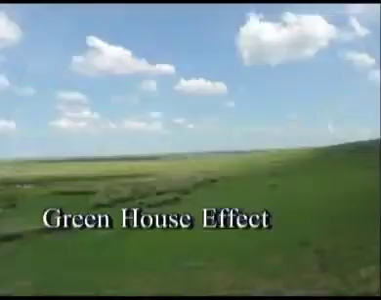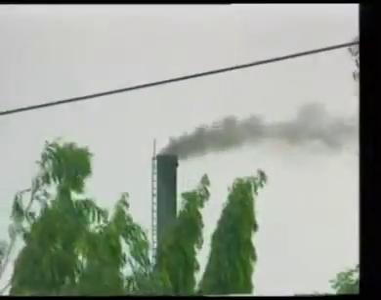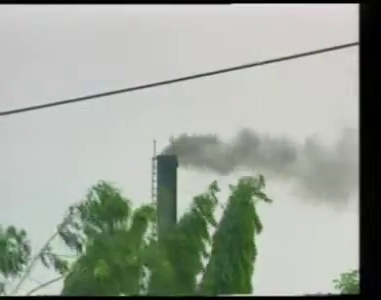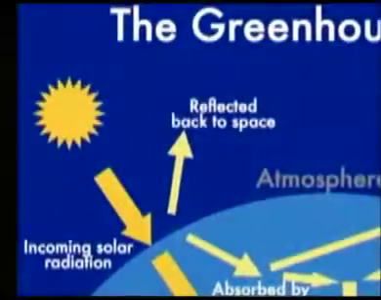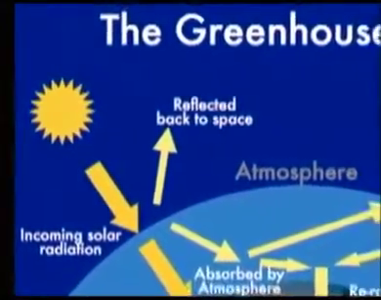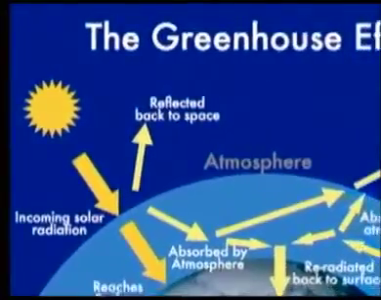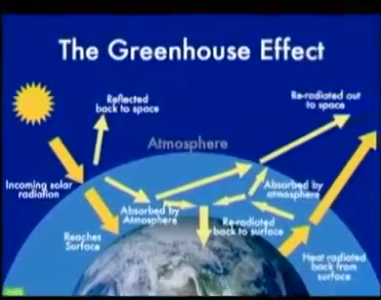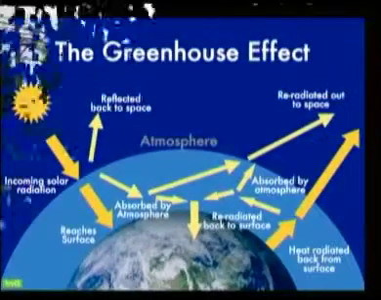Greenhouse effect. Gases like carbon dioxide act like glass wall of greenhouse. It allows sunlight to reach the earth but does not allow its re-radiation. The result is the increase in temperature of earth.